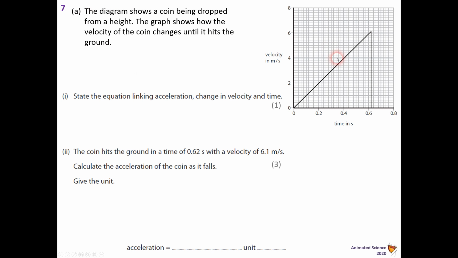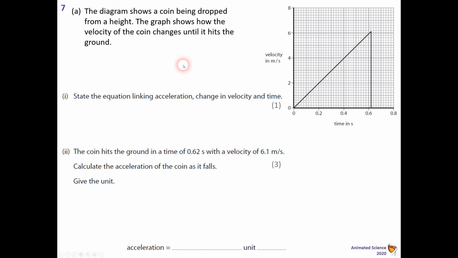From the diagram here that shows a coin being dropped from a height, and the graph obviously shows how the velocity of the coin changes until it hits the ground. State the equation linking acceleration, change in velocity and time. So let's see what we've got. It should be acceleration is change in velocity over time taken.